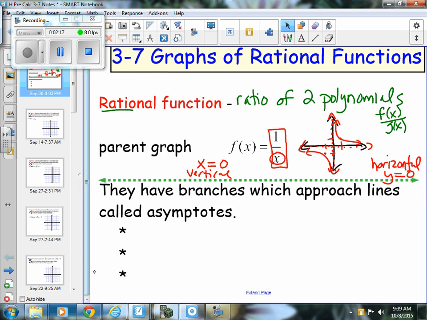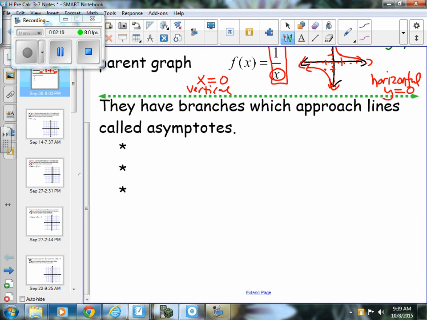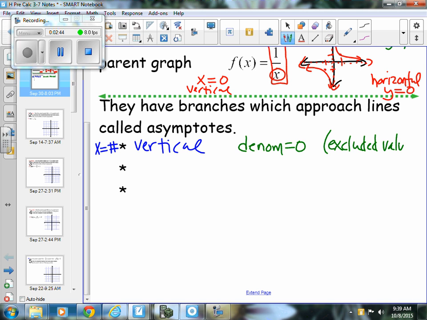All right, so let's talk about all the different types of asymptotes then that there could be on a graph like these rational functions. There could be vertical, so we talked about that. That's anything that's x equals a number. The vertical asymptotes come from where the denominator is equal to 0. So anywhere where the denominator is equal to 0, those excluded values, if you think back to when we talked about domain, that's where your vertical asymptotes will come from.